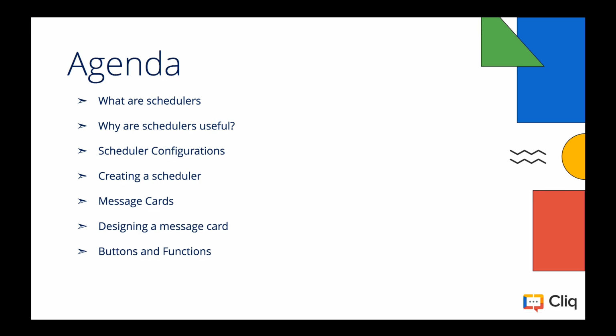So our agenda for today's webinar starts off with an introduction about schedulers, how and when schedulers can be useful. We will also create a sample scheduler, and moving on to the second part, we'll cover message cards and the different themes and components that are available and how you can design a message card. An integral part of message cards are buttons, so we'll see how to put in a button and trigger a button action using functions and the different action types that are available too.